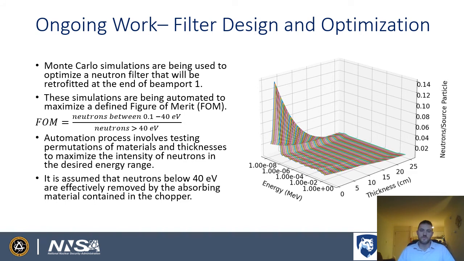We've also assumed that neutrons below this energy range of interest are effectively removed by the chopper itself, based on the neutron absorbing material contained within it. And this plot on the right illustrates a transmission spectrum from the full reactor energy spectrum being unfiltered to being filtered with up to 25 centimeters thickness of sapphire.